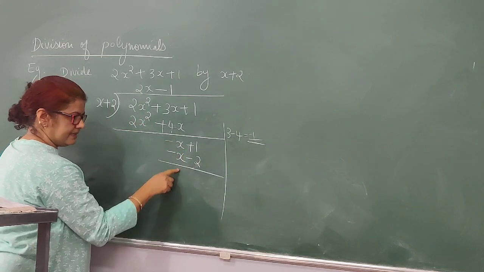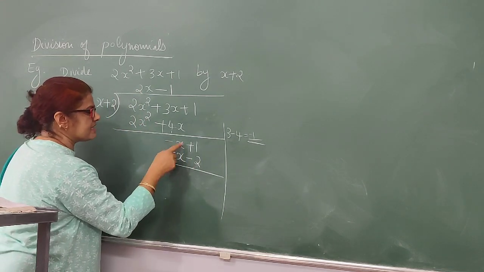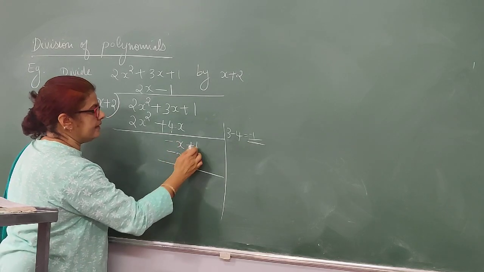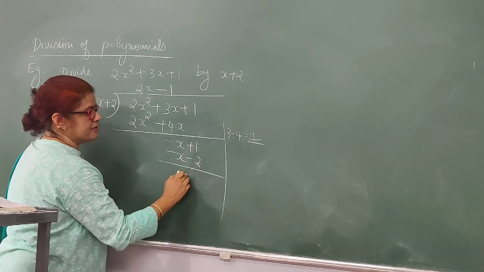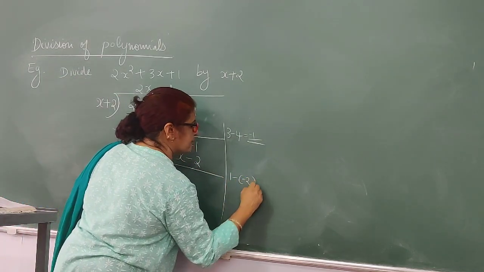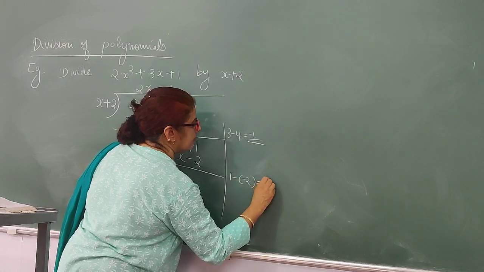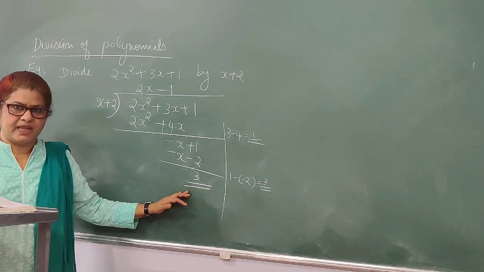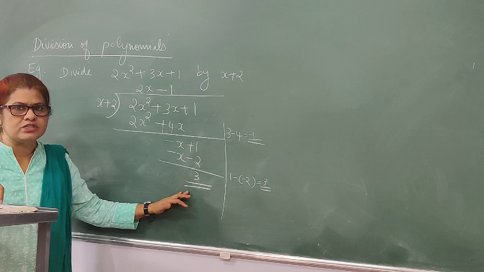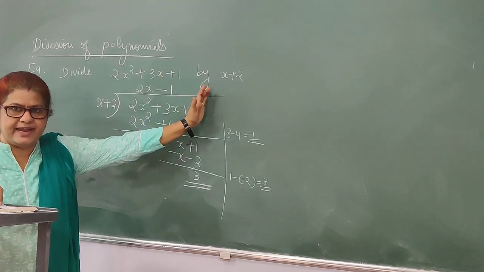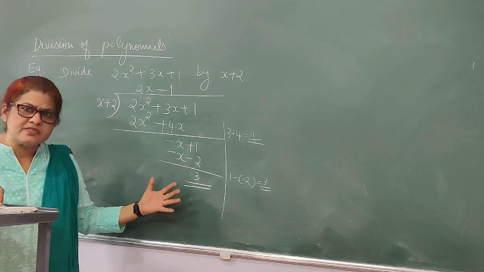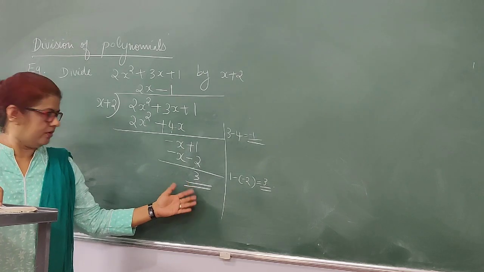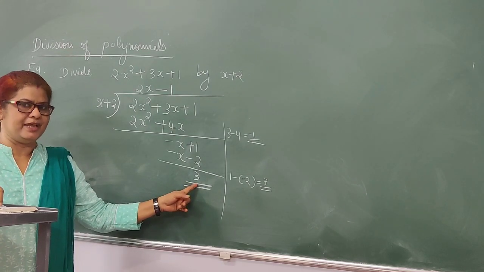Then subtract. Here it becomes 0. Minus x minus of minus x is minus x plus x, it becomes 0. And here 1 minus minus 2 is 1 plus 2, which is 3. Here we get the remainder as 3. And here it is not the question to find the zeros. The question is just to divide it. When we do division, sometimes we get 0 remainder or we get other than 0. Here we got 3 as the remainder.